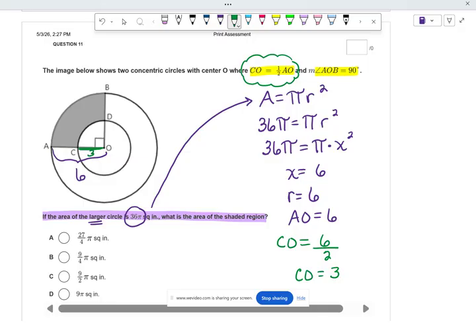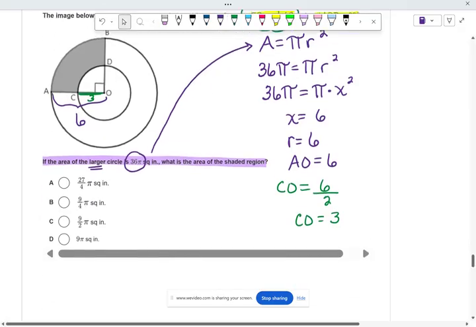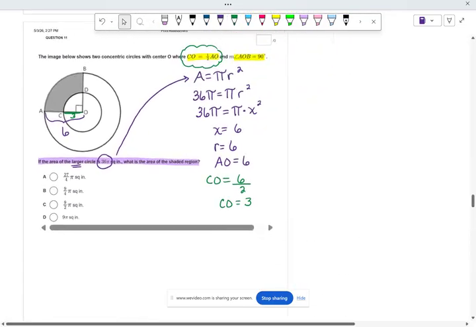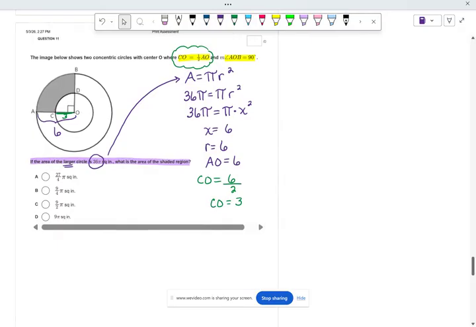All right, now we're going to do, let's see if I've got room. I do. Let me make this smaller. I can do it right over here to the right. Now what we're going to do is find the area of the larger sector minus the area of the smaller sector to find the area of the shaded region.